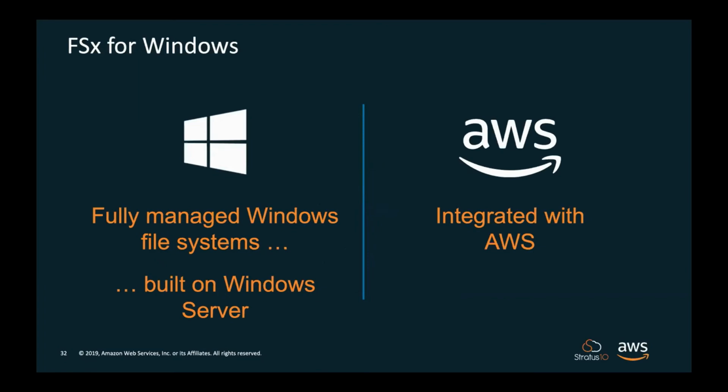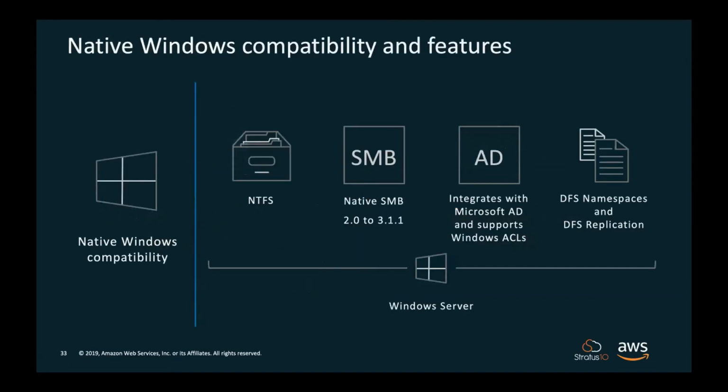And then for your Windows workloads, there's FSx, which is your fully managed Windows file system. So it's not NFS, it's the Windows shared file system, and it's built on Windows, and it's for Windows, but it's managed by AWS. And again, this gives you the ability to integrate with your Windows instances. It's native SMB, it integrates with Active Directory, it uses your DFS namespaces and replication protocols. So again, a great way to share files across multiple Windows instances.